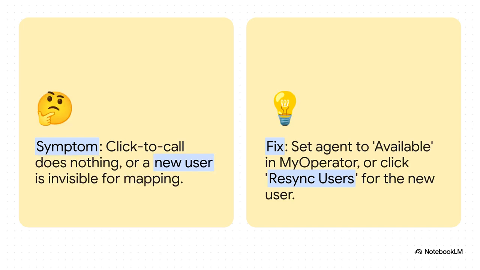Here are a couple more quick ones. If an agent's click-to-call button isn't doing anything, have them check their status in MyOperator. They're probably just set to offline. And if you've added a new user to Zoho but you can't find them in the mapping list, the list probably just needs a quick refresh. That Resync Users button is your best friend here.